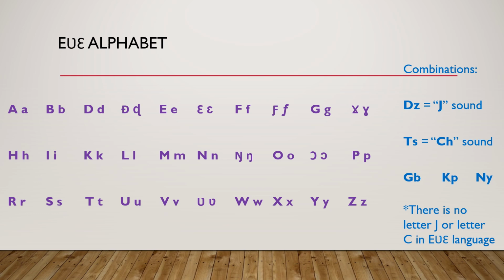So there, like I said, there is no J letter in the Ewe writing, and there's no C in the Ewe writing.